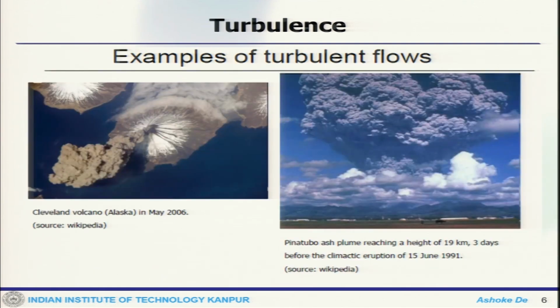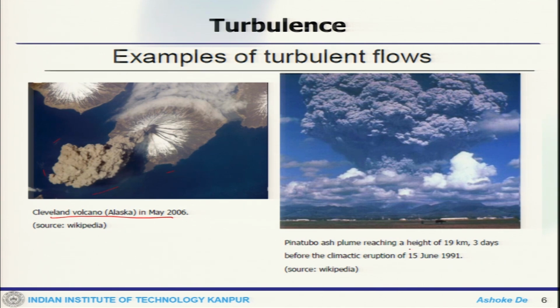Now, going to some more examples of turbulent flow, these are again what you see in nature very often. This is a volcano that erupted in Alaska in 2006, and you see this kind of smoke and all these things. This is nothing but a turbulent system.